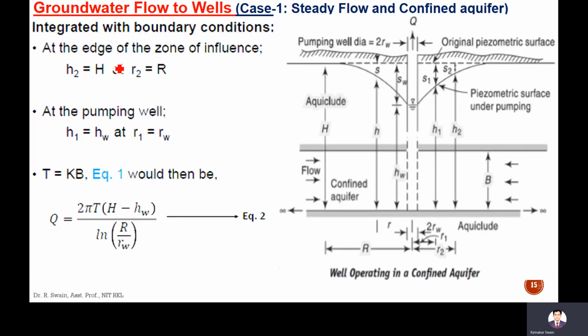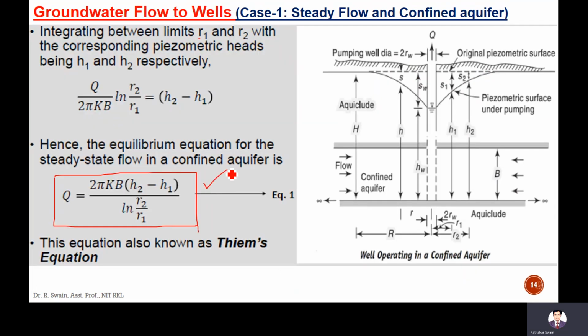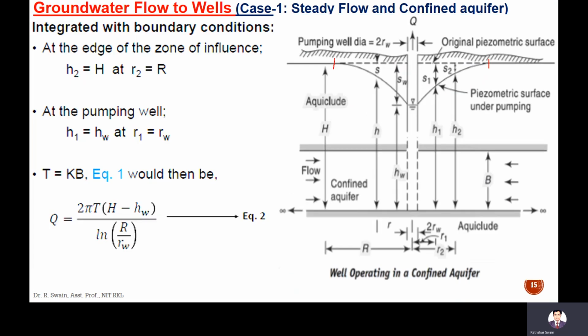So integrating with boundary conditions, if we put different boundary conditions, like at the extreme area of extent, the radius of influence, we'll get different forms. This is the original equation, and different forms of this equation can be obtained.